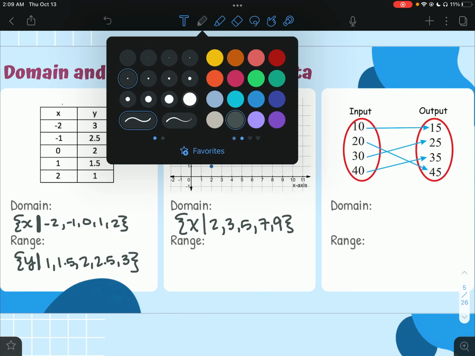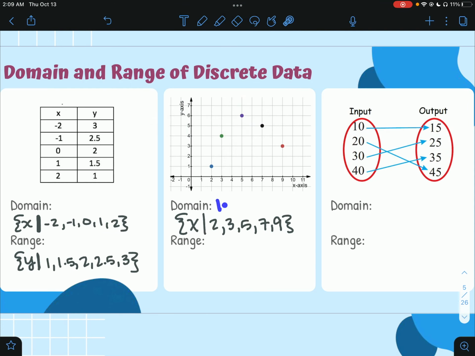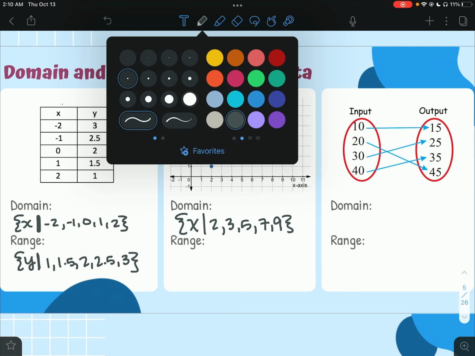Now, notice when I was looking at domain and range right here, I went from left to right. When pulling it from a graph, your smallest domain value is the furthest left. Your largest domain value is the furthest right. And that's going to be something to keep in mind for later.